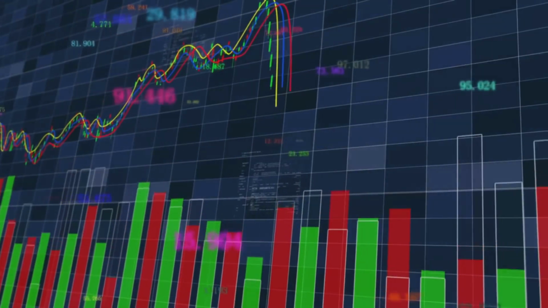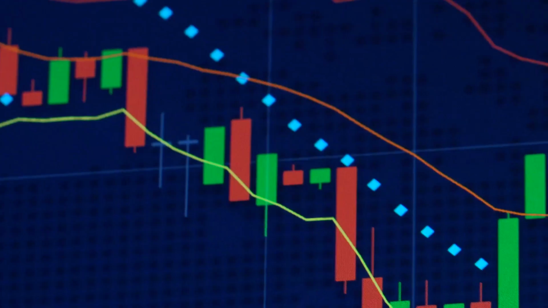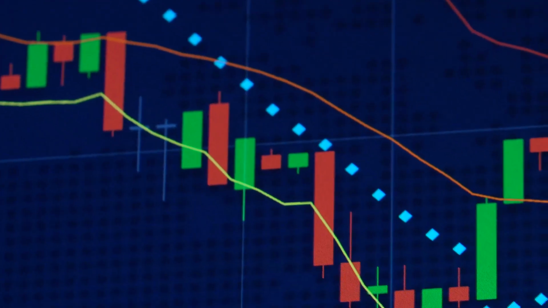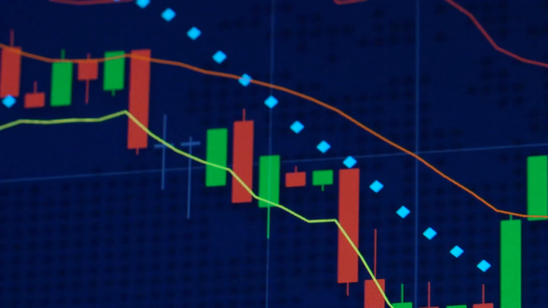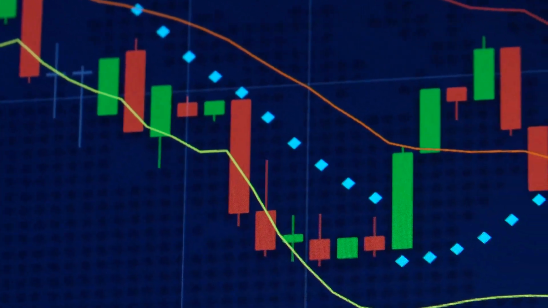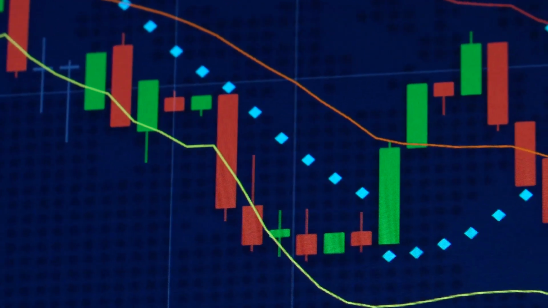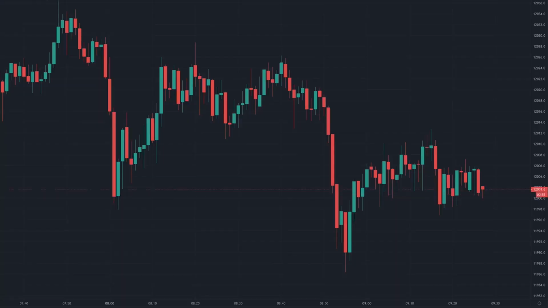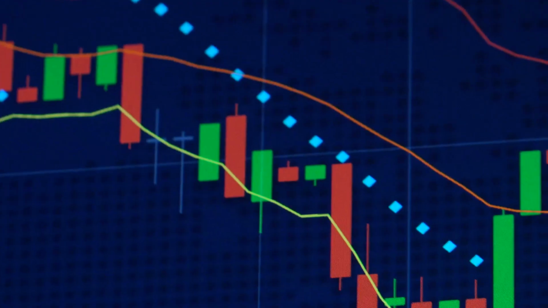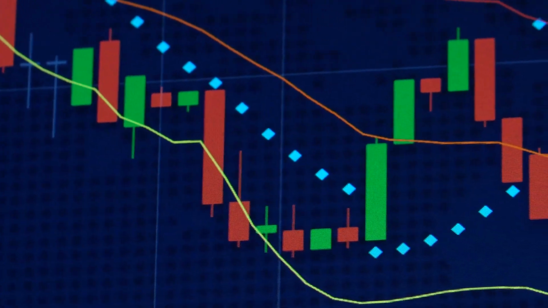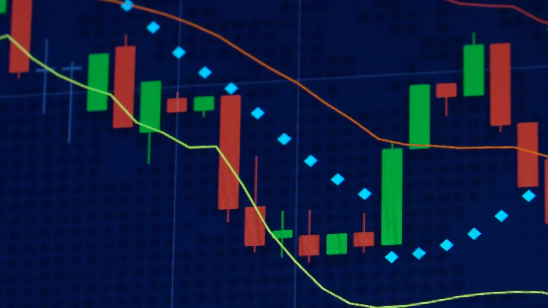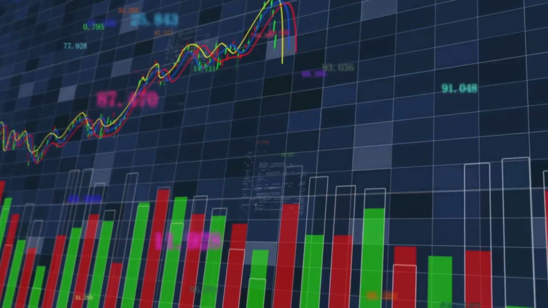Now, let's move to bar charts, which add more detail. Each bar represents a time period and shows 4 key prices: open, high, low, and close. OHLC. This extra information helps traders see not just the trend, but also the volatility and trading range. Bar charts are a step up in detail, making them useful for deeper analysis. They're a favorite for those who want more than just the basics. Let's see how they work.